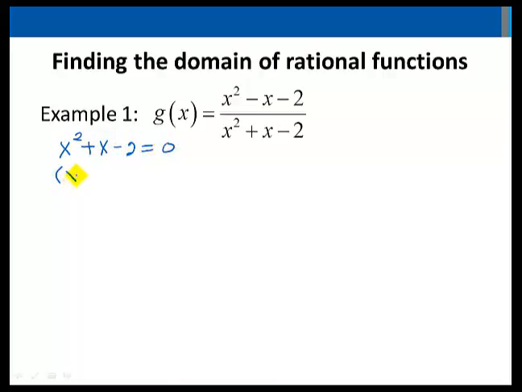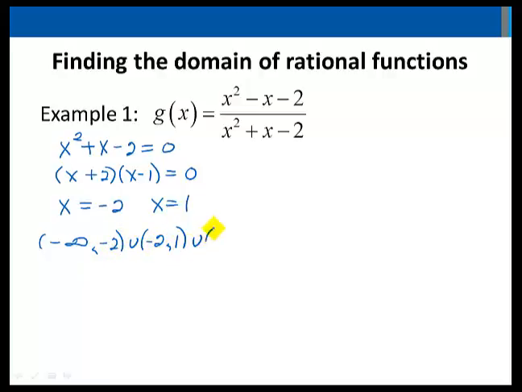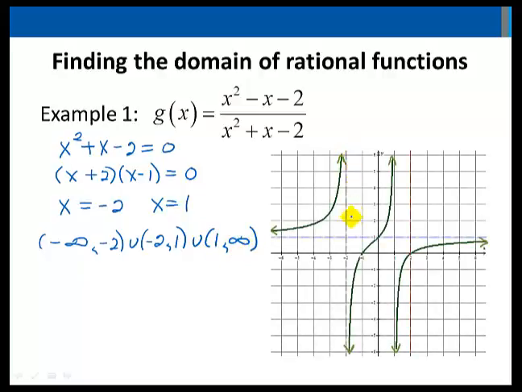We'll factor x squared plus x minus 2 into x plus 2 times x minus 1. Set each factor equal to 0, and we see that when x equals negative 2 or when x equals 1, our denominator will be equal to 0, so our domain will exclude those values of x. Our domain will be negative infinity to negative 2, union negative 2 to 1, union 1 to infinity, and the graph of g of x will look like this. We'll have a vertical asymptote at x equals negative 2 and a vertical asymptote at x equals 1.